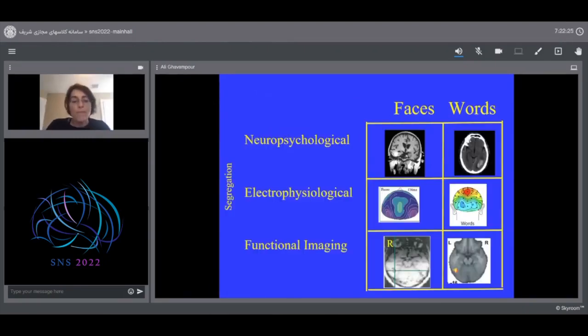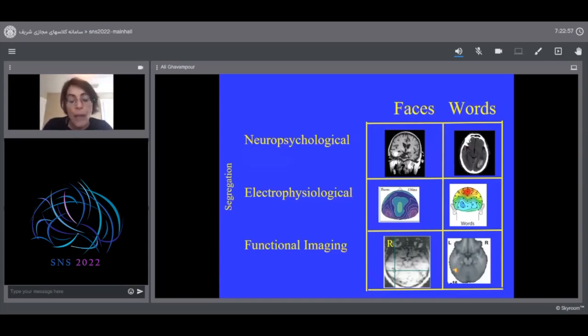So there is electrophysiological data for face recognition that's greater in the right hemisphere and word recognition that's greater over the left hemisphere. And there are loads of functional imaging studies that show selective activation for faces on the right and for words on the left. All of these data argue for a segregation between face and word recognition. And this has perpetuated this claim of strong lateralization.